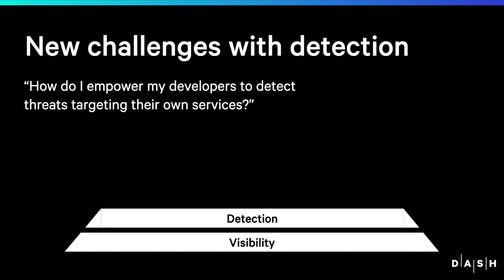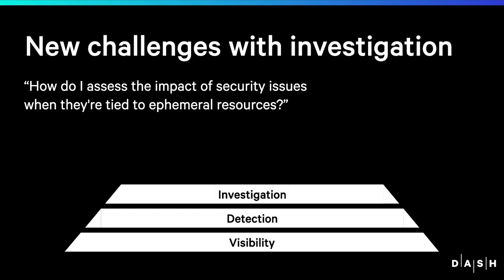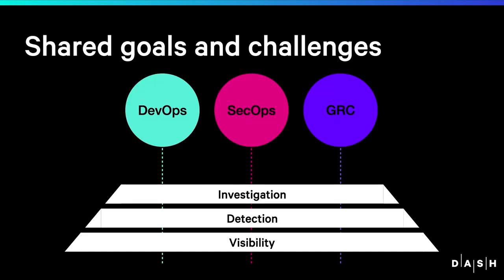Once you acquire this visibility, the next step is to detect security issues as they arise. Development and operation teams are increasingly responsible for securing their own services, but they may not have the time, the expertise, or the tools to do so. But then, detecting security issues is not really useful if you don't know how to handle them. When issues are tied to dynamic and ephemeral resources, it can be challenging to understand what their actual impact is on users and systems without powerful analytics. Finally, these security challenges are no longer isolated by team. Successfully addressing them requires aligning goals and incentives across the entire engineering organization.